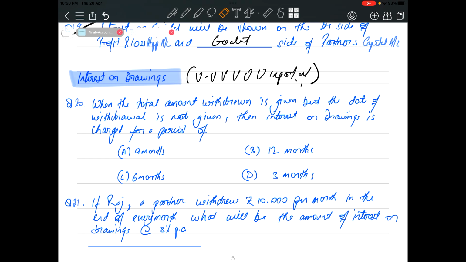The date is not given. See, the date is not given. So we'll calculate interest for how many months? Is 9 months the right answer? No. Is 12 months the right answer? No. Is 3 months the right answer? No. So what's the right answer?